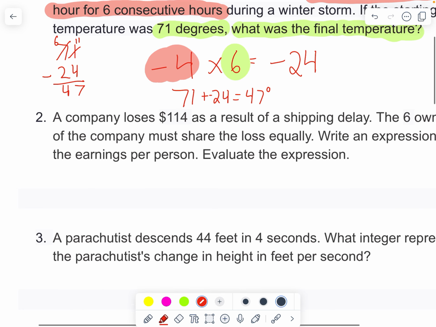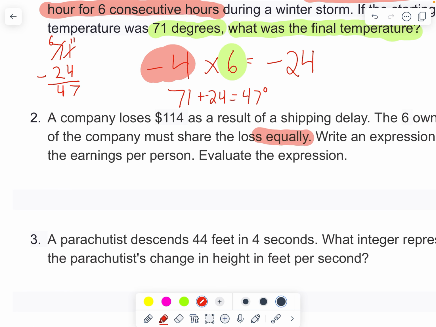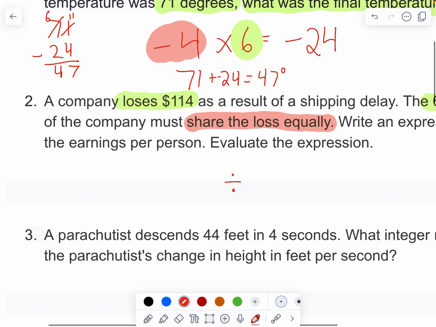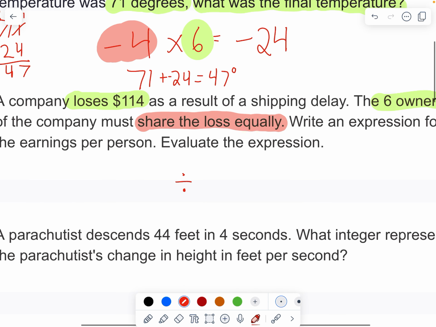So first of all, some key information. They are sharing the loss equally. And we know that they are losing 114 between 6 owners. So by sharing the loss equally, that means we are going to be splitting it between 6 people equally, which is saying division. Splitting it between 6 people is division. So whenever you see you're sharing something or splitting it, you know it's division. And we're dividing 114 by 6.